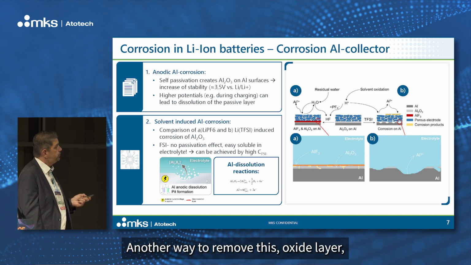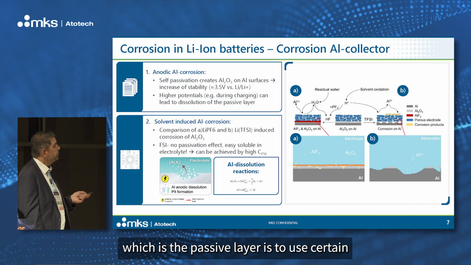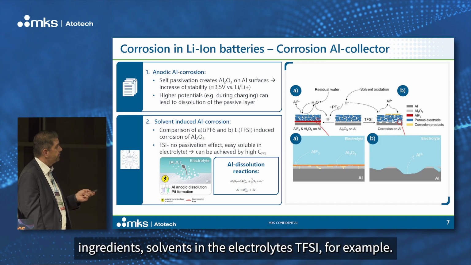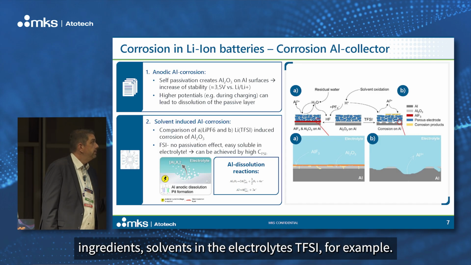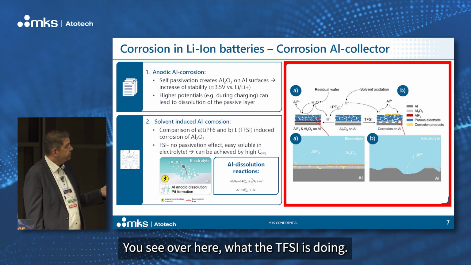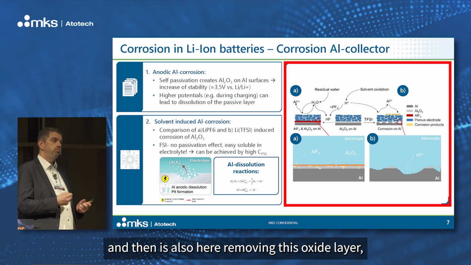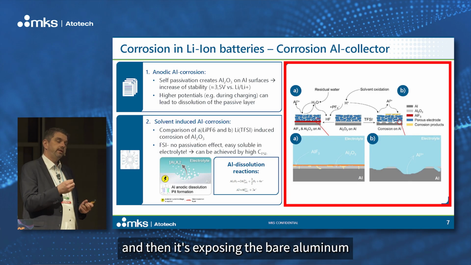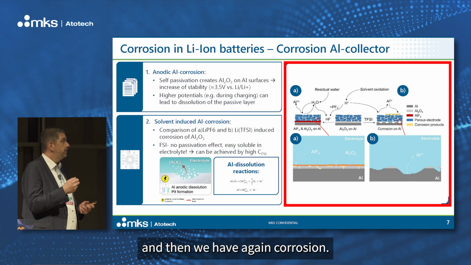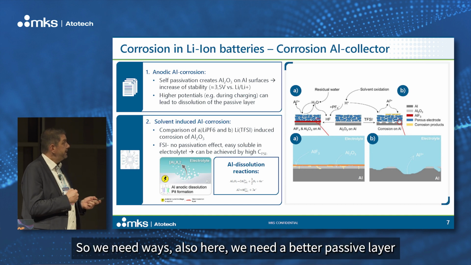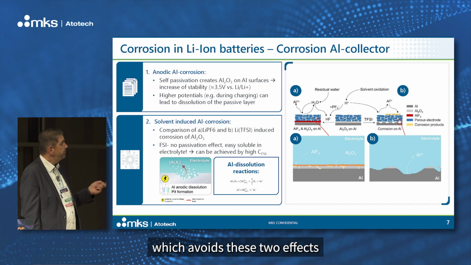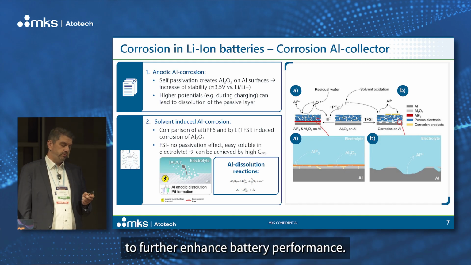Another way to remove this oxide layer, which is the passive layer, is certain ingredients, solvents in the electrolyte, TFSI for example. You see over here what the TFSI is doing. This TFSI is building some complexes, and is removing this oxide layer, and then it's exposing the bare aluminum, and then we have corrosion again. So here we need a better passive layer which avoids these 2 effects to further enhance battery performance.